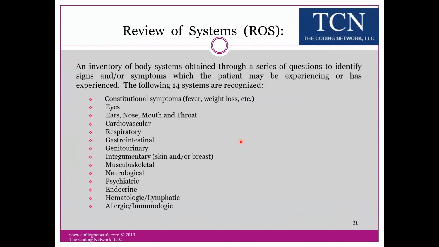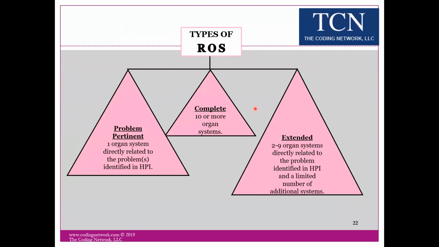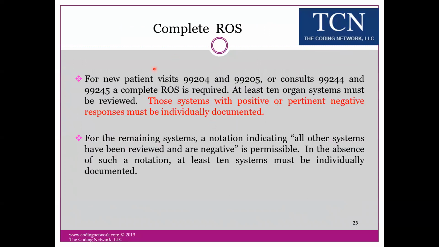Review of systems, there's 14. This is the questions and answers with the patient. Just keep in mind for your higher level new patient visits, you need 10 or more review of systems. So for new patient visits, level 4 and 5, and also for consults, levels 4 and 5, you need a complete review of systems. That means at least 10 are documented.